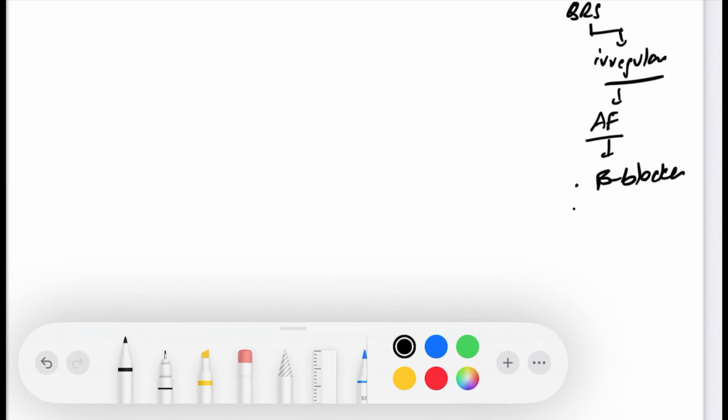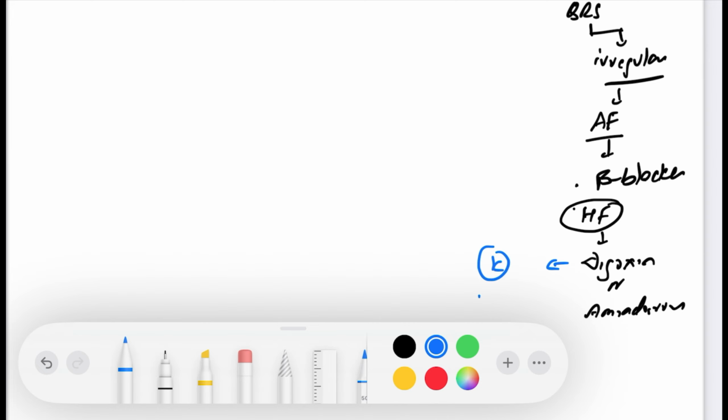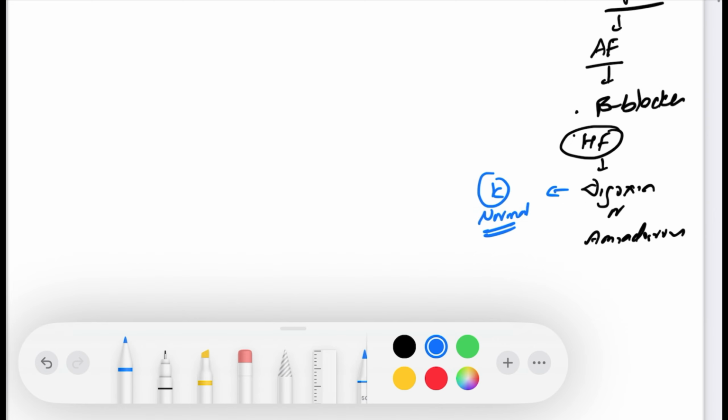For atrial fibrillation, you can give a beta blocker, or if you think the patient has heart failure, then you can give digoxin, or amiodarone itself. But for digoxin, you have to check that potassium is normal. Make sure your potassium is normal before giving digoxin.